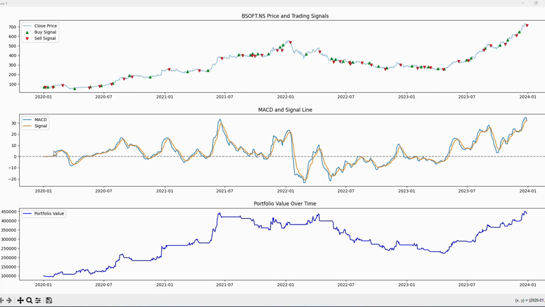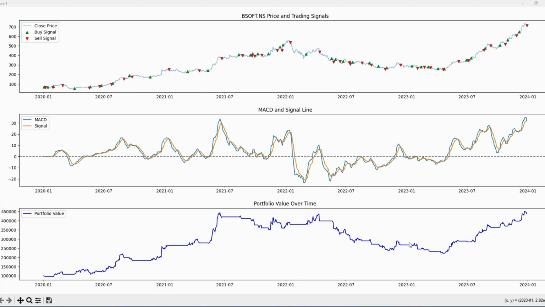MACD and signal line. The middle chart shows the MACD line in blue and the signal line in orange. Whenever the blue MACD crosses above the orange line, it's typically a bullish signal. That's when buys happen. When it crosses below, it's bearish, leading to sell signals. Notice how this crossover logic aligns with the buy-sell markers in the top panel, giving you visual confirmation of the strategy's logic.